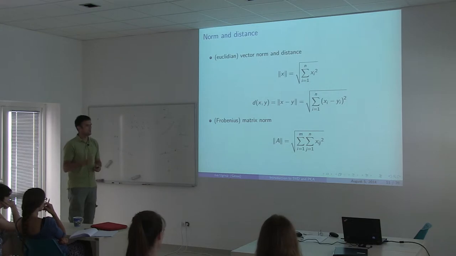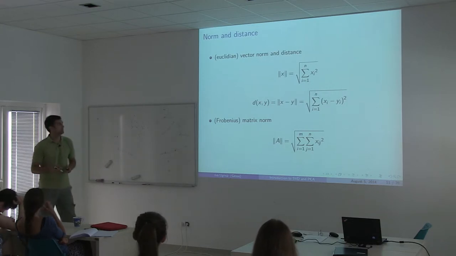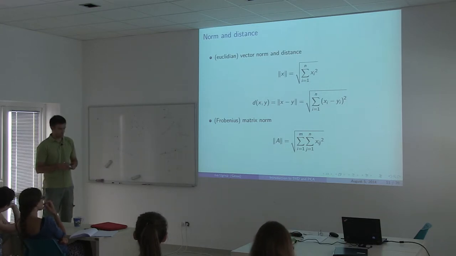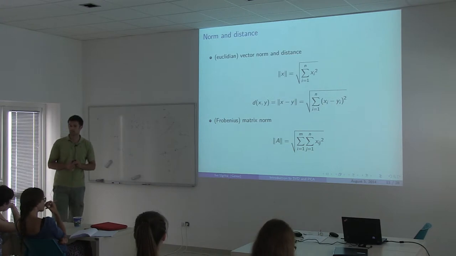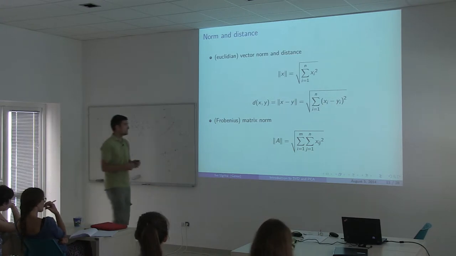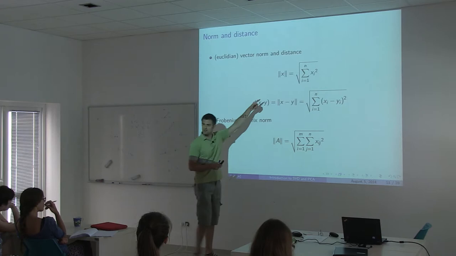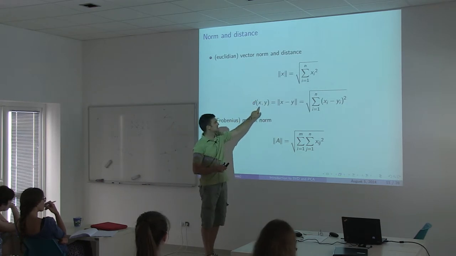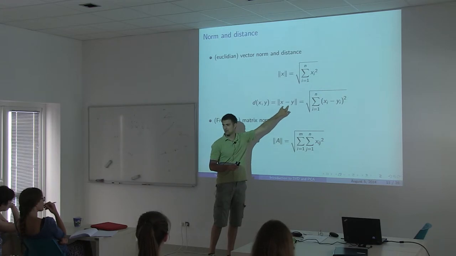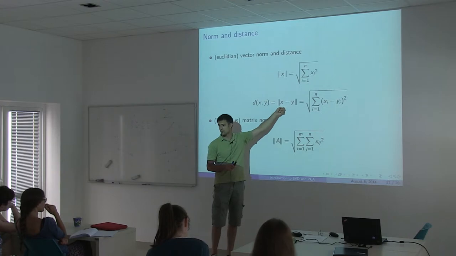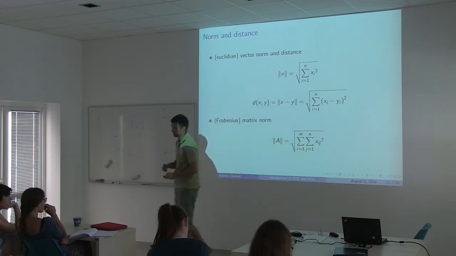Okay, now with matrices, we have a norm. How can we define the distance between two matrices? Look at the definition up there. You define the norm, and then you define the distance between x and y as the length of x minus y. You could do the same thing for matrices. You could basically do the same thing.